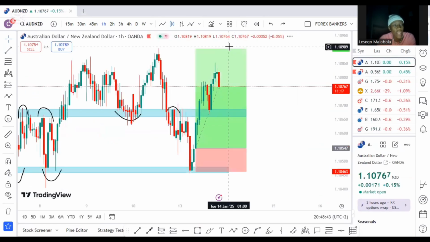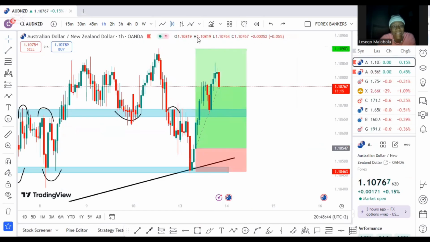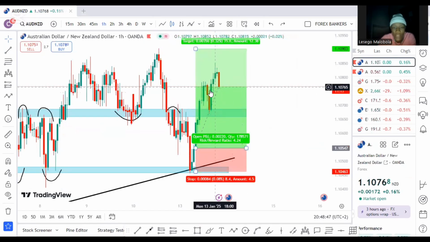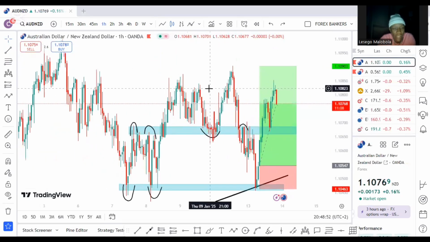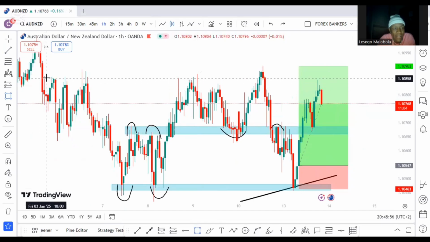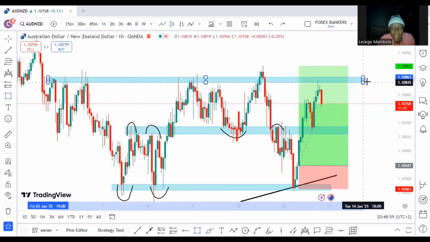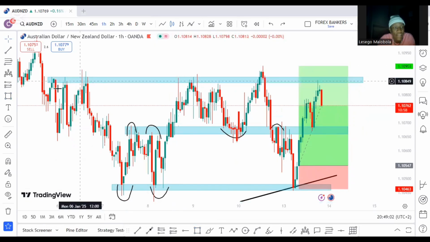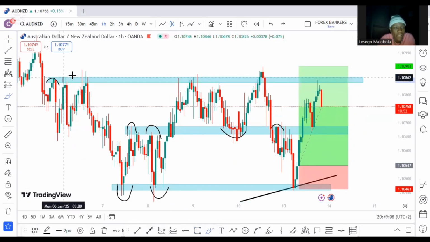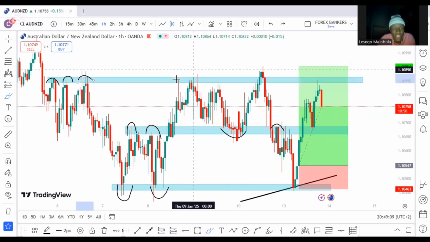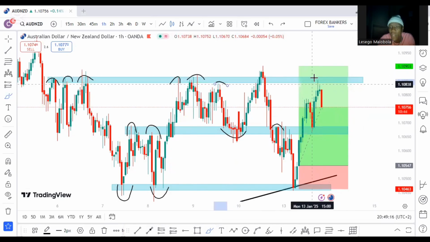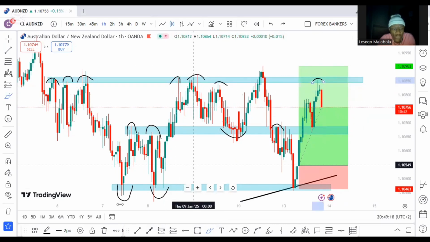Looking also at AUDNZD guys, the reason why it's been losing its momentum and rejecting currently is because price here is rejecting off this resistance level. You can see that price has been resisting here quite a couple of times. We had a rejection here, here, here, we even rejected here, and here price gave us a fake out, and now price is rejecting here, right?